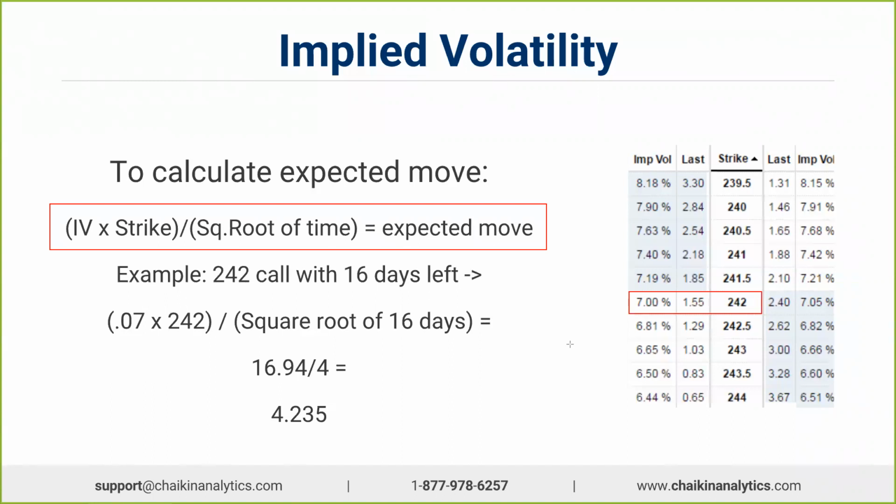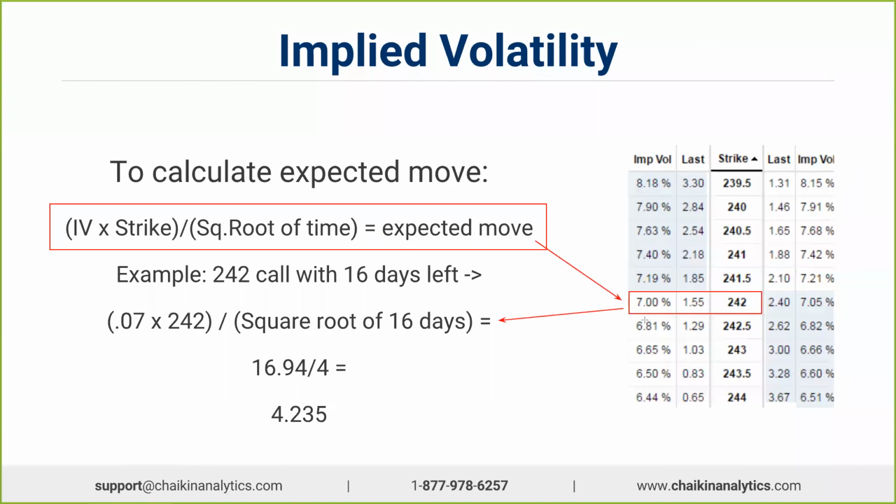Now, back to the quick calc. We take the implied volatility, we multiply it by the strike, and then we divide that by the square root of how much time is left. So I used 16 days because it's easy to get a square root of 16. So we took this implied volatility. All right, so we're using this as our calculation.